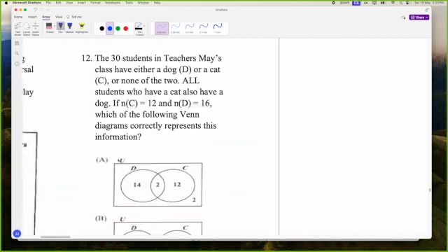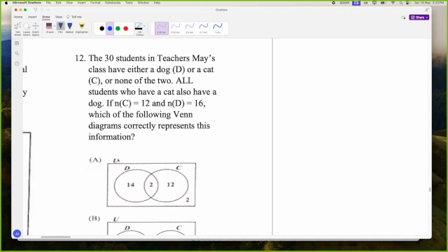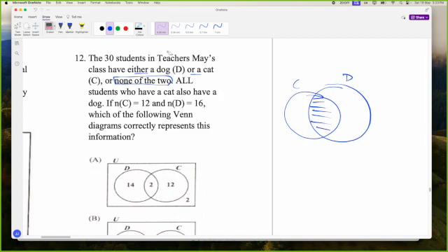Number 12, we actually got this question in the last paper. 30 students in May's class have either a dog or a cat. None have both. So there will never be a situation where you have students that have both cats and dogs. Even though I have 2 cats and 2 dogs myself, so I have both, right? So you could tell that it's not going to have an intersection.